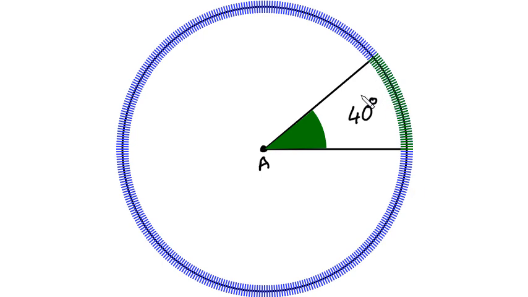Okay? Now the side where the angle starts, this is called the initial line. And the side where our angle ends is called the terminal line.